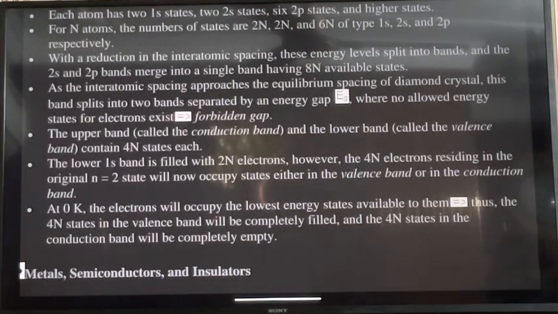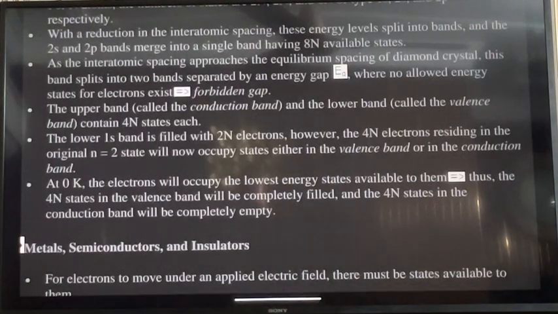Now, the upper band is called the conduction band, which allows electricity to flow through, and the lower band is called the valence band, which is tied to the valence atoms in the semiconductor. I use this term semiconductor very loosely here, but we will learn very intricately what a semiconductor is very soon.